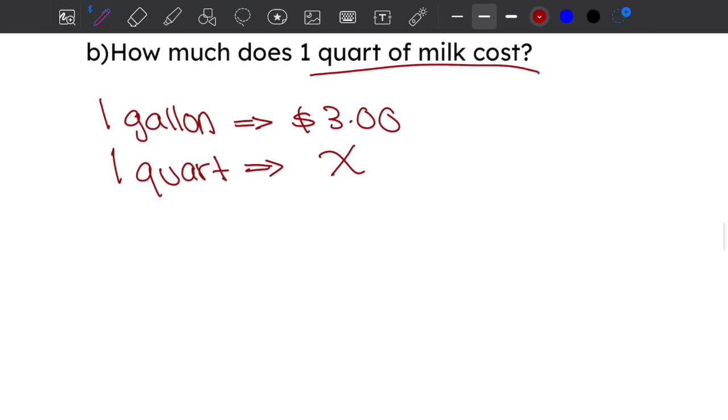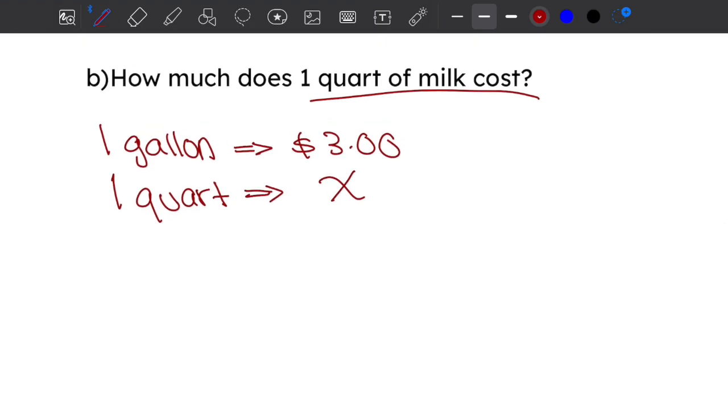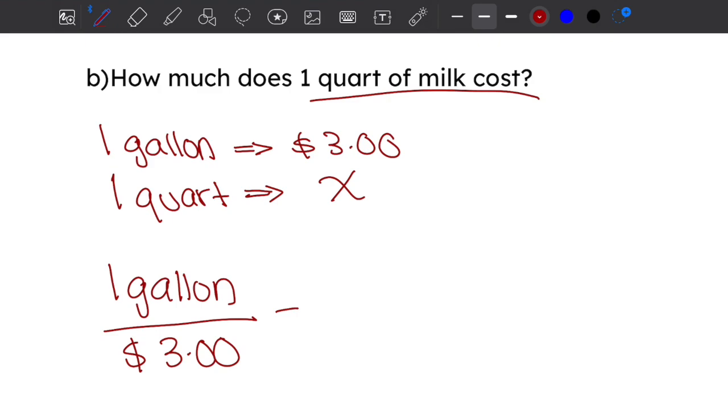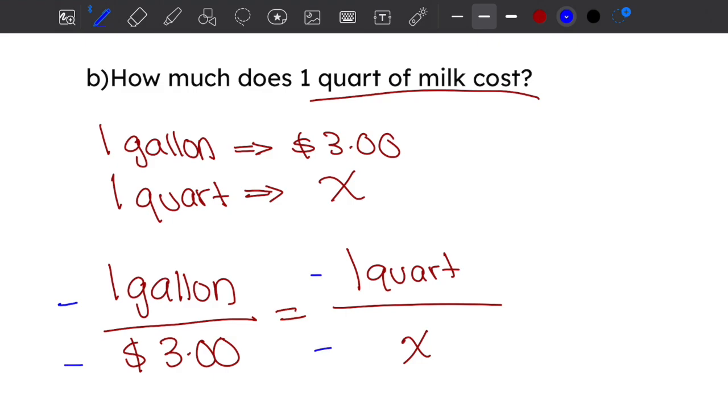So you would have seen this in the math foundations unit. If you want to review, that would be a good time to do that. It should be under proportions. All right. And I'm going to write this as a proportion. So 1 gallon over $3 is equal to 1 quart over X. Okay, so it's a fraction equaling a fraction. But if you remember, when we talked about proportions in the Math Foundations unit, we said that proportions have to have the same units. So it has to be gallon and dollar, gallon and dollar. Or it has to be quart over dollar, quart over dollar.